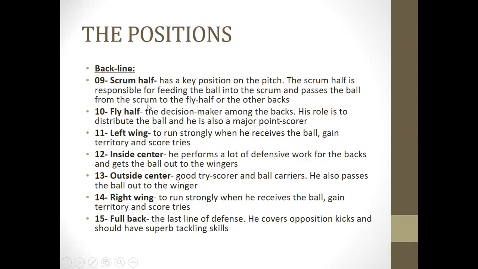Then the next player is the fly half, the number 10. These are usually a bit bigger than the scrum half, but they're probably about the second smallest player on the rugby field. When you look at the number 10, it's very similar to a number 10 in soccer. These are usually the playmakers. They've got a good view of the field, where the open spaces are, so they dictate what moves will be made. So they have a very big responsibility.